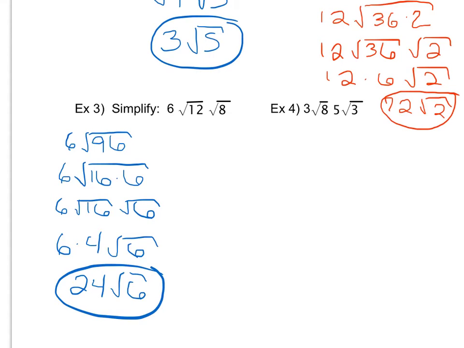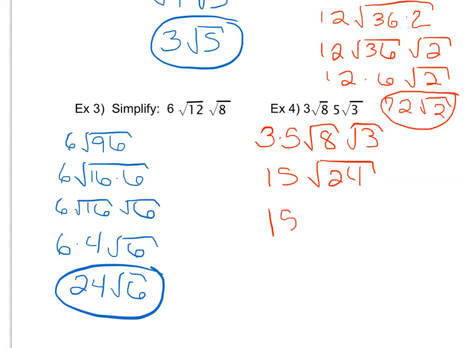Okay, on number 4, now that you've had a chance to try it, I'm going to go ahead and say 3 times 5 is 15, since it doesn't matter what order I multiply in. And let me go ahead and write that step out, what I'm doing. I'm saying that because it doesn't matter what order I multiply in, I can multiply my 3 and my 5 first, giving me 15, and square root of 8 times square root of 3 second, giving me 24.